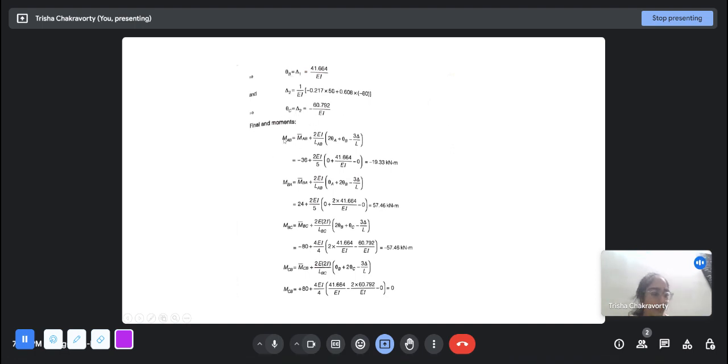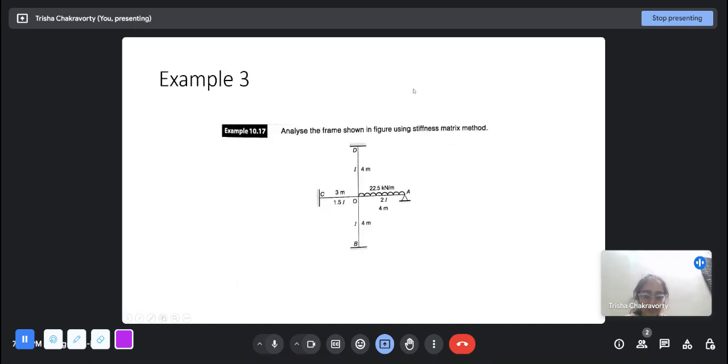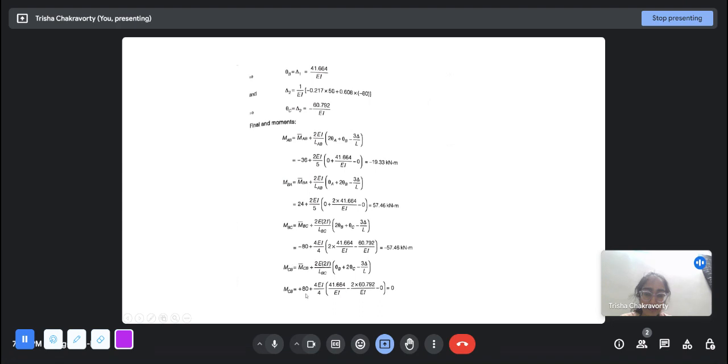The final end moments you can find out using MAB equal to MAB bar plus 2EI by LAB into 2 theta A plus theta B minus 3 delta by L. The delta here is 0. So the fixed end moment AB is minus 19.33. MBA is 57.46. So, the MBC and MCB are similarly found out.